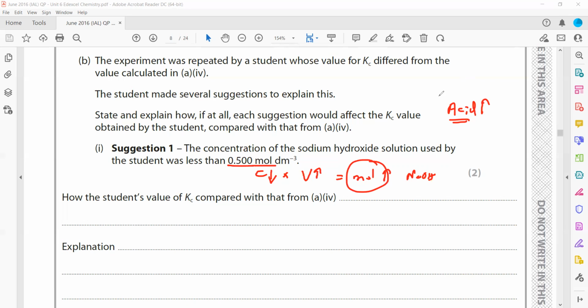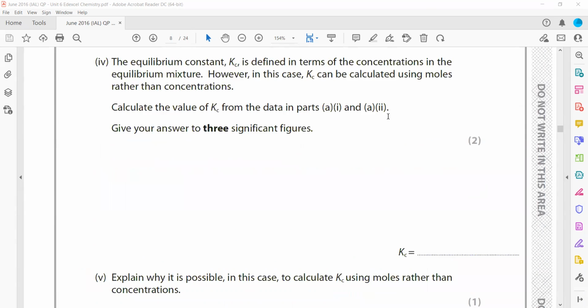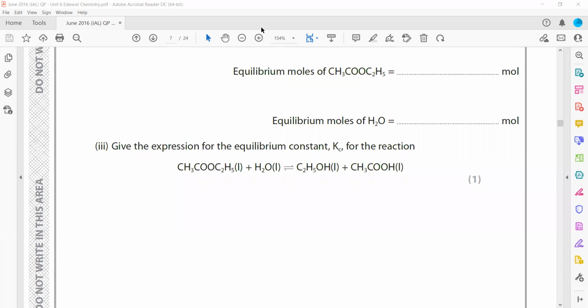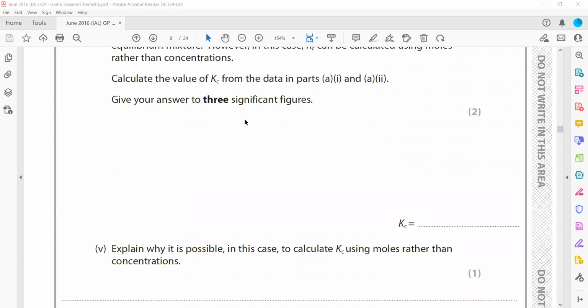And if the number of moles of acid is more, as you can see, acid is a product here, the ethanoic acid. So if we have more product, it means the value of Kc will increase. So this is the ethanoic acid. It will have a higher value of Kc.